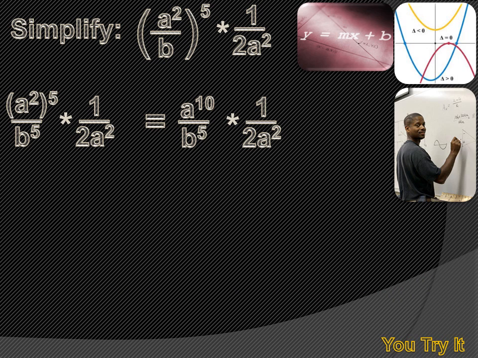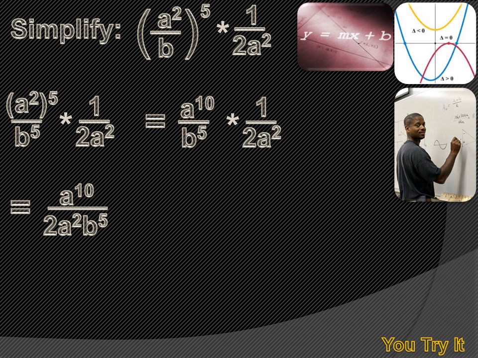Now, what do I do to simplify? Well, I think I just want to multiply this out. I want to multiply this fraction times this fraction. Because PEMDAS says I do parentheses first, there are no parentheses. I do exponents next, there are no exponents. Then I do multiplication. When I multiply a to the 10th times 1, I get a to the 10th. And when I multiply b to the 5th times 2a squared, I get 2a squared b to the 5th.